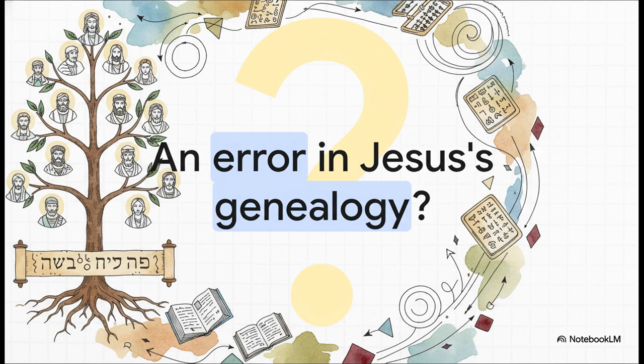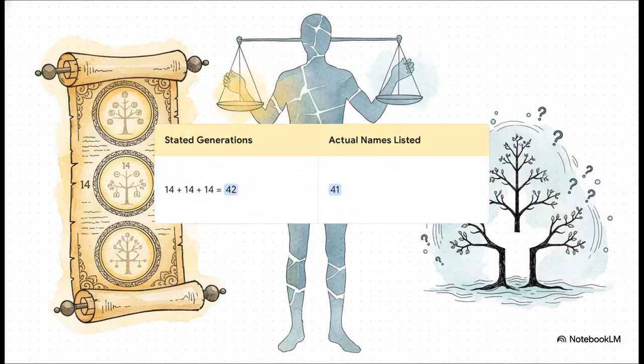It's laid out like this perfect, structured list. But, for centuries, people have noticed something odd, a pretty glaring math error hiding in plain sight. Okay, here's the deal, plain and simple. Matthew chapter 1, verse 17 says the whole genealogy is made up of 3 sets of 14 generations. 14 plus 14 plus 14, that's 42. Easy enough, right? But then, when you actually go and count the names listed from Abraham to Jesus, you only get 41. One is just gone. So what on earth happened?